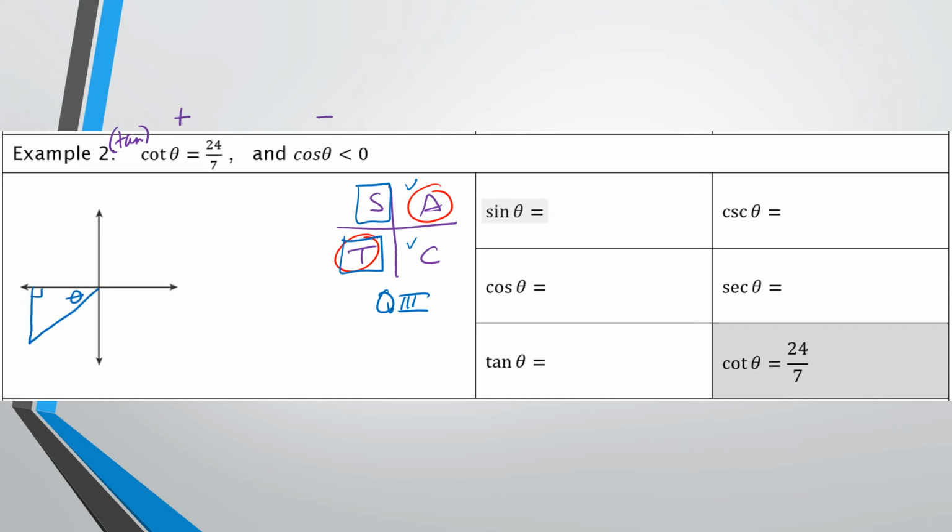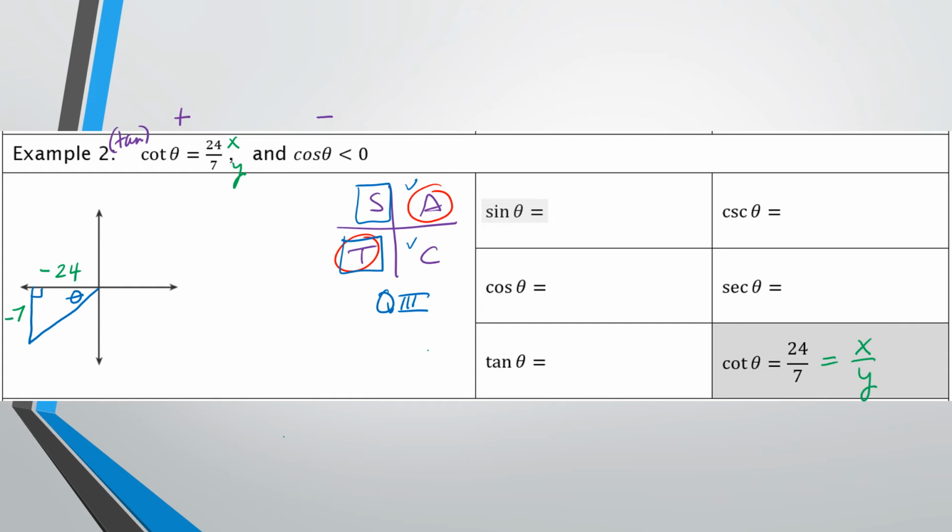And now we're going to go back and figure out some of our sides. So it tells you that cotangent is 24 over 7. Hopefully you have it memorized that cotangent is x over y. So now if I go back to what I have here, that tells me that 24 is x and 7 is y. So I'm going to write 24 here and 7 here. Now it tells me that they're both positive, but if you look at our triangle, they're both negative directions. So I'm going to write negative 24 and negative 7.